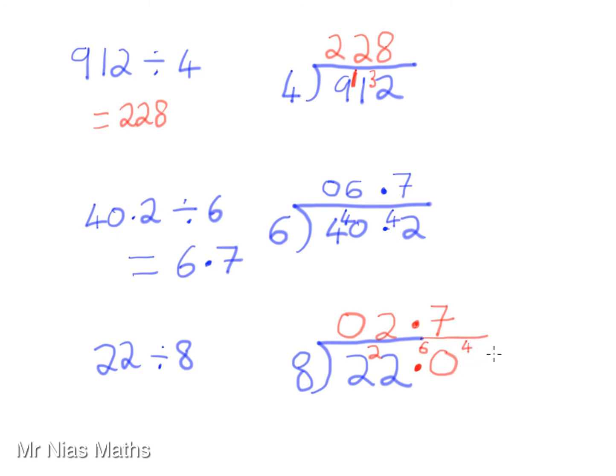And again, I can add a 0 onto this. In fact, I could add as many zeros as I like, because it doesn't change my original number. 22.00 is the same as 22. And lastly, I'm looking at 8. How many 8s can I fit into 40? There are 5 8s in 40. 5 8s, in fact, are 40. So my answer for 22 divided by 8 is 2.75.